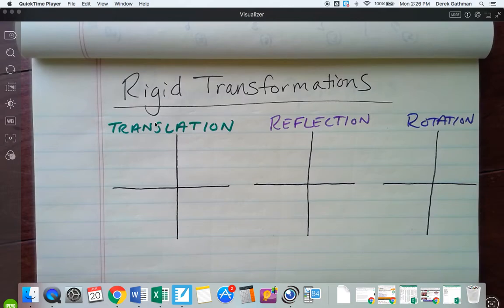So we're going to be working with shapes in the coordinate plane, so you're all done with trigonometry here for the year. So hooray for that, I'm sure you guys are thinking.